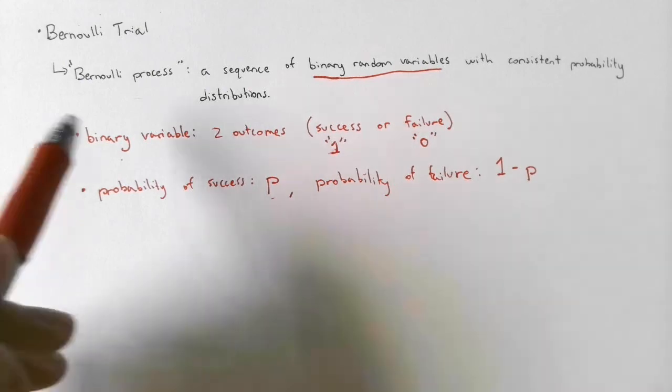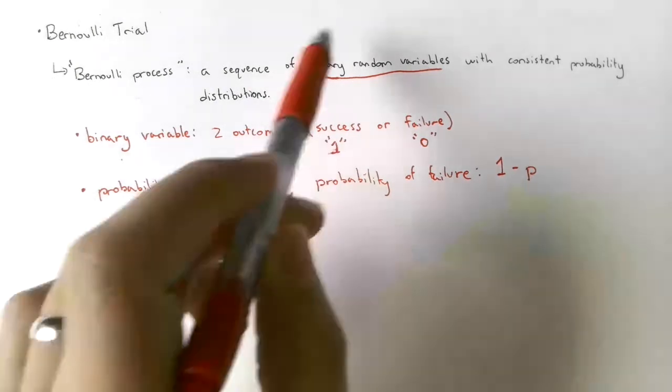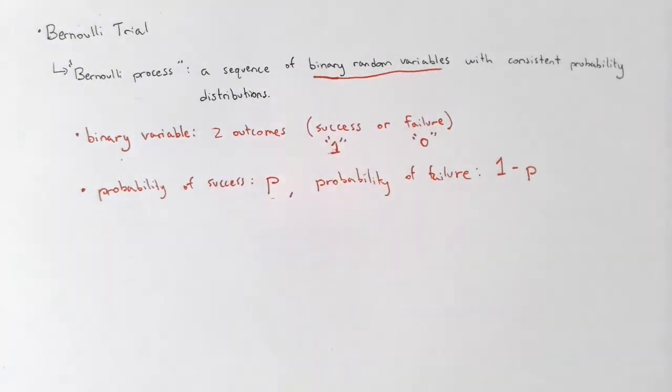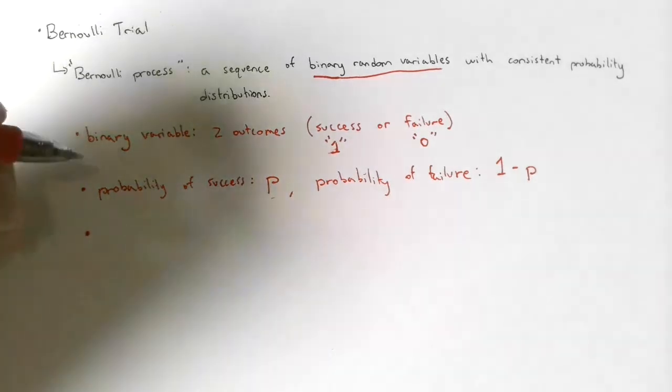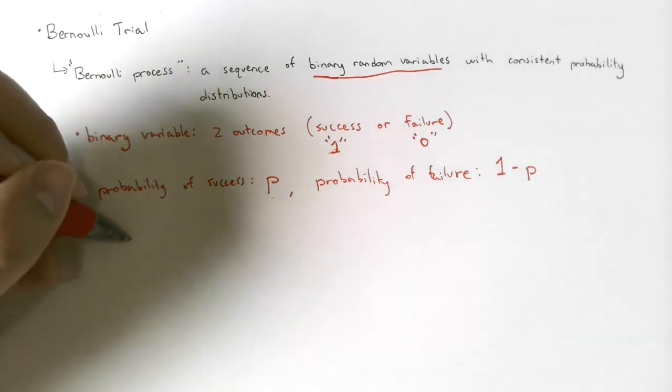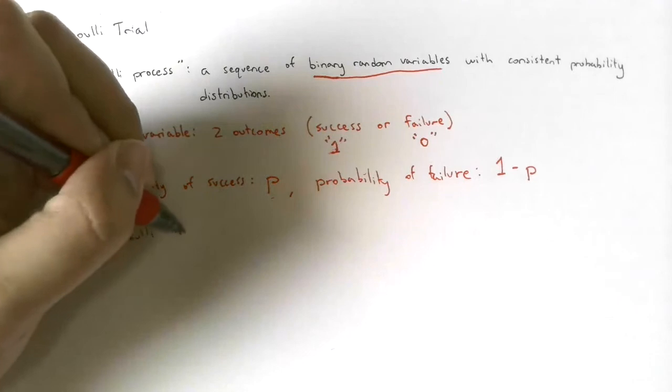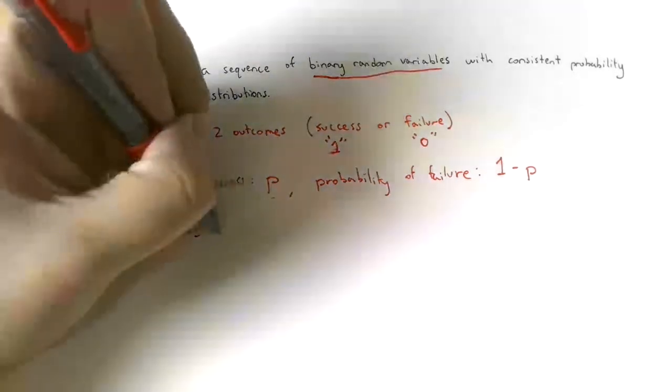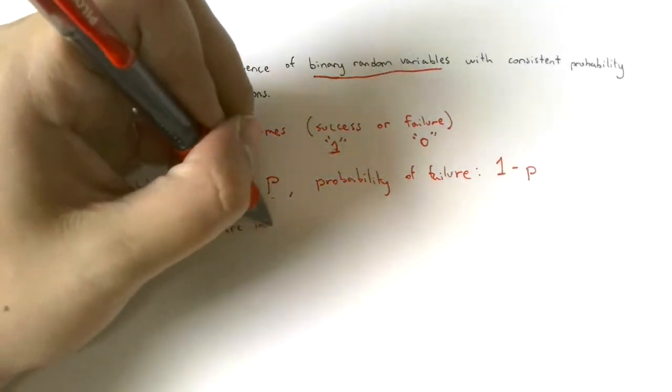Now, a Bernoulli trial, because that's really what we're going to talk about. A Bernoulli trial is that binary random variable, right? That forms that Bernoulli process. Now, we say that the Bernoulli trials are going to be independent of each other.